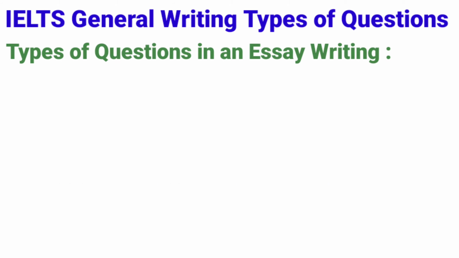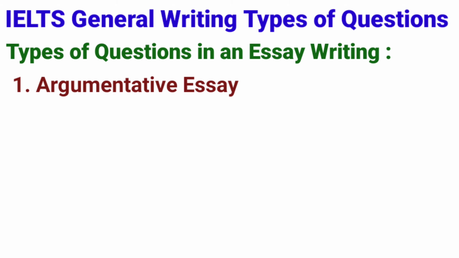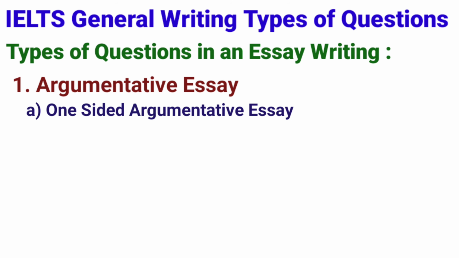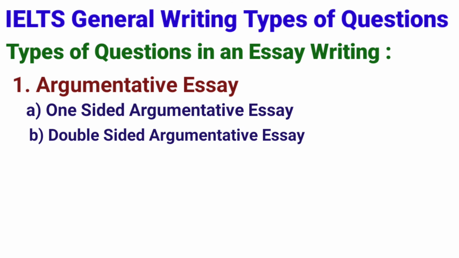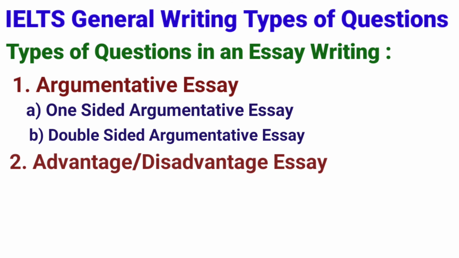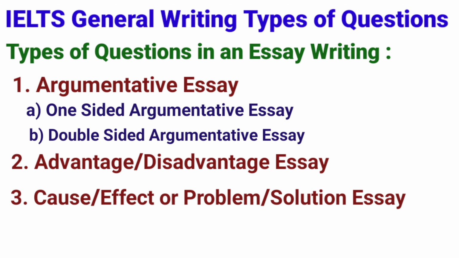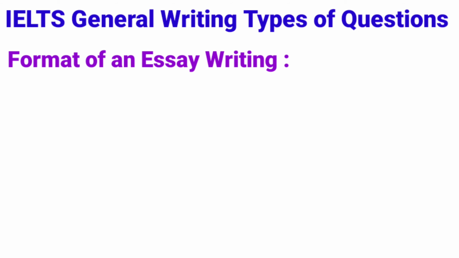Now I am giving different types of essay questions. They are argumentative essay. In that there are 2 types of argumentative essay. They are one-sided argumentative essay and double-sided argumentative essay. Next, advantage or disadvantage essay. The next is cause or effect or problems or solution essay. I will explain each type of essay in detail in my upcoming videos. Please watch it.